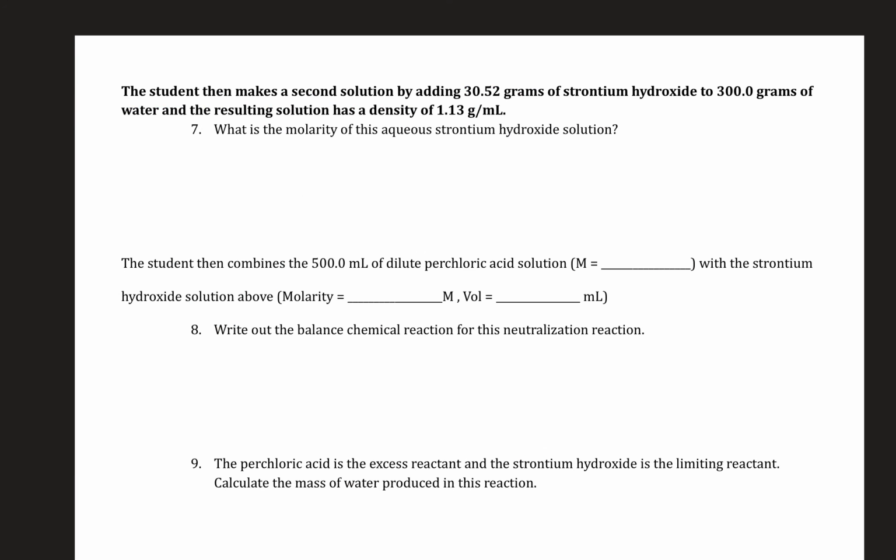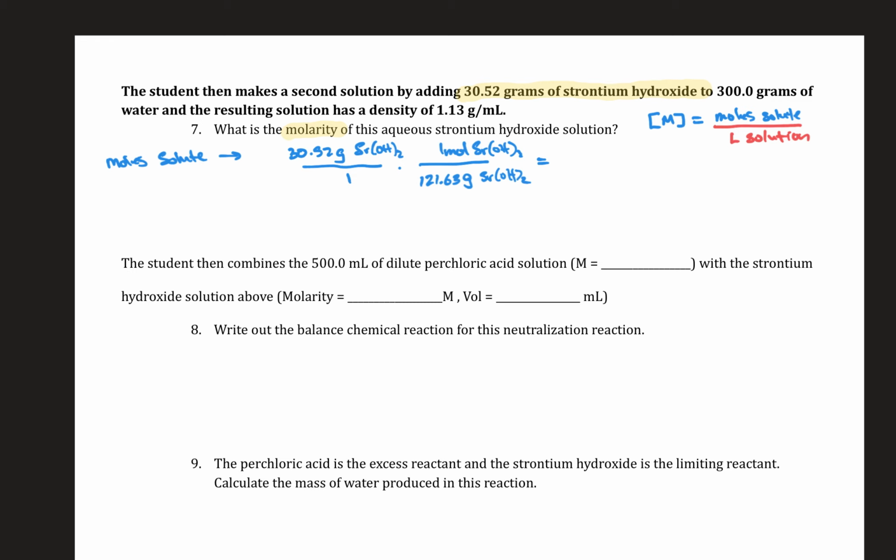The student then makes a second solution by adding 30.52 grams of strontium hydroxide to 300 grams of water, resulting in a solution that has a density of 1.13 grams per milliliter. And we want to know what the molarity is. So again, we need to get a value that is moles of solute per liter of solution. So we can find the moles of solute by using the mass of the solute and converting that to moles using the molar mass. And we find that to be 0.2509 mole of strontium hydroxide.